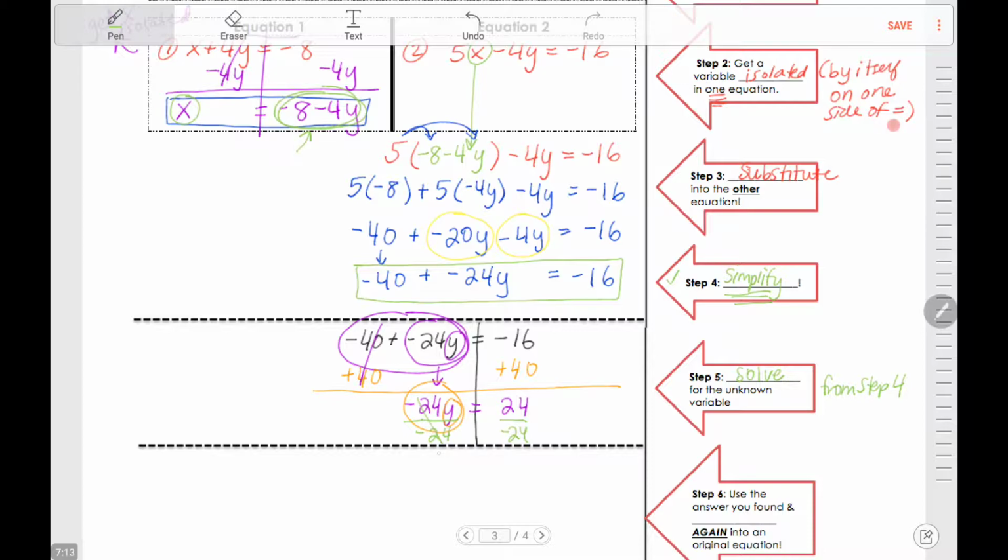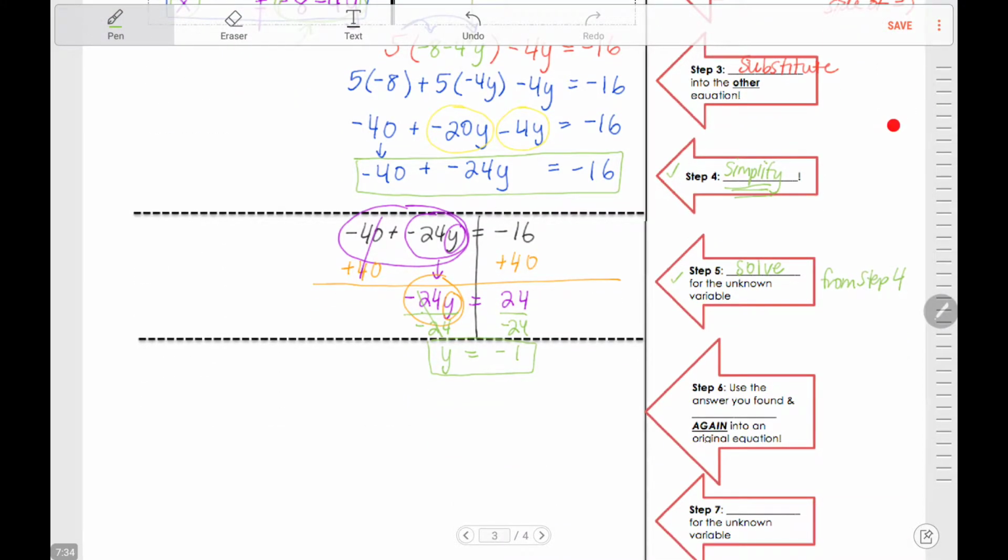These cancel, and we get y is equal to negative 1. I'm sorry it didn't fit in the box, but that was supposed to be step 5. Step 5 was to solve for the variable in the equation that we simplified, and we just solved for it. We solved that y is equal to negative 1. That was step 5.